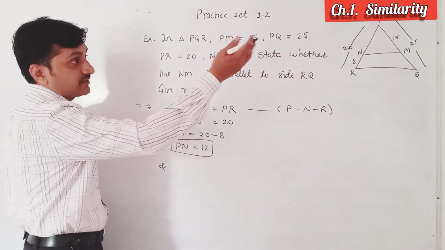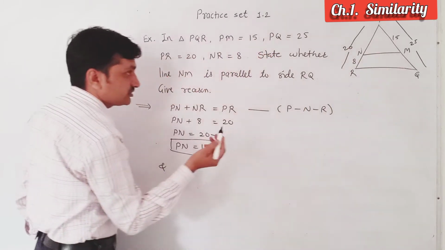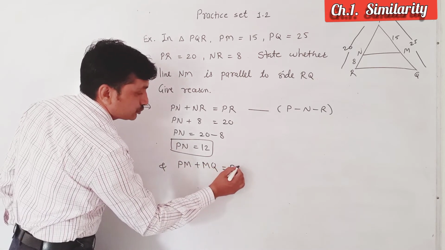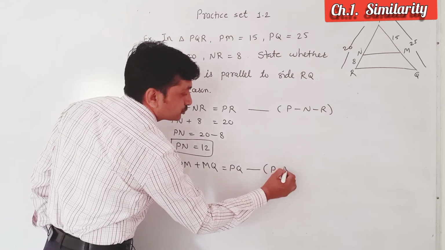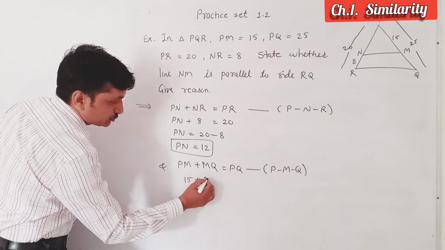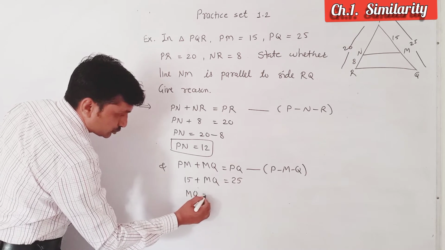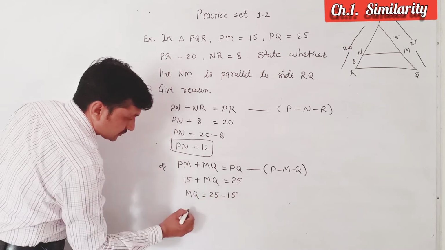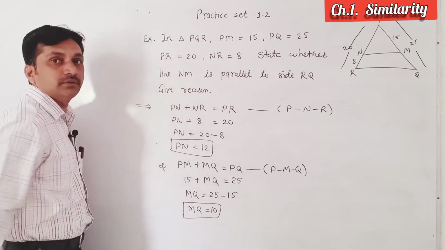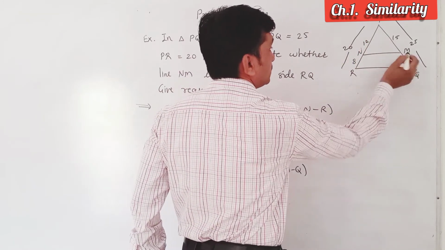And that side, PM plus MQ. PM plus MQ is equal to PQ, segment addition. Points collinear are P, M, Q. PM is 15, MQ not given, PQ is 25. Therefore MQ is equal to 25 minus 15. Here we get MQ is 10. Here we got 12 and here we got 10.